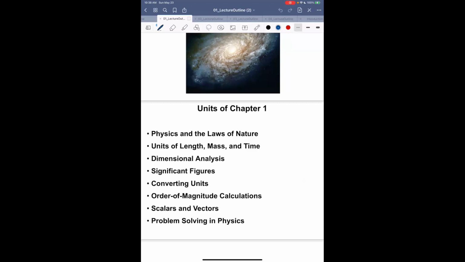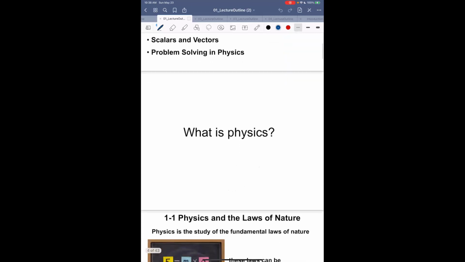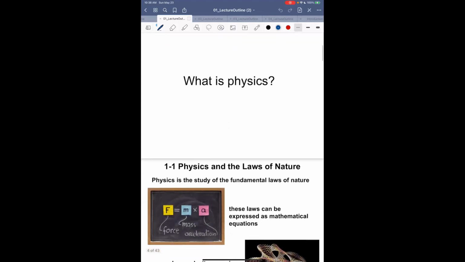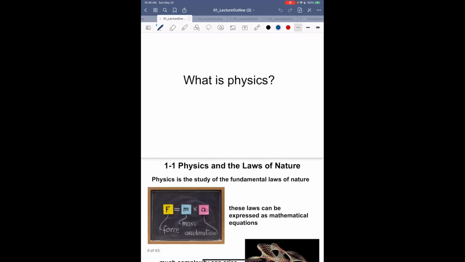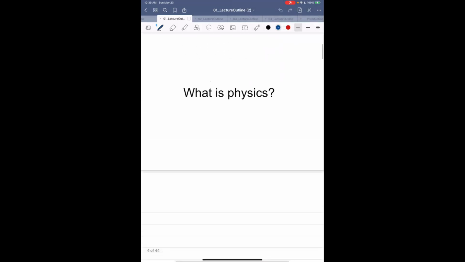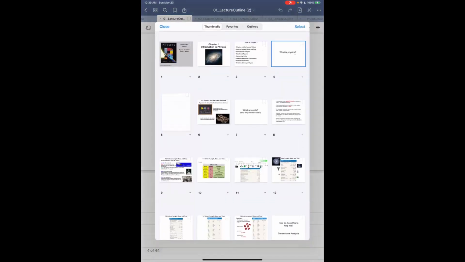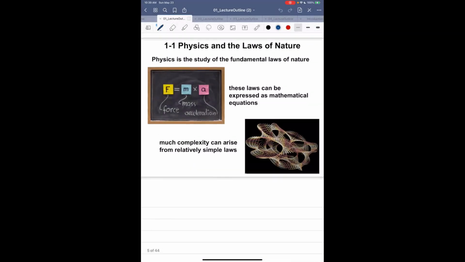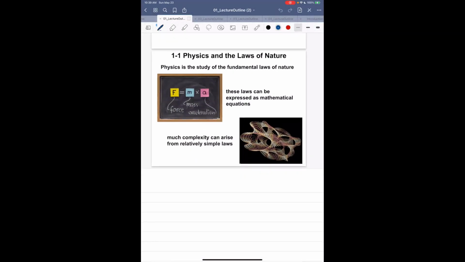Okay, now the first thing is what is physics. Most scientists will agree that physics is the study of nature. Then I will say physics is the study of the fundamental laws of nature.